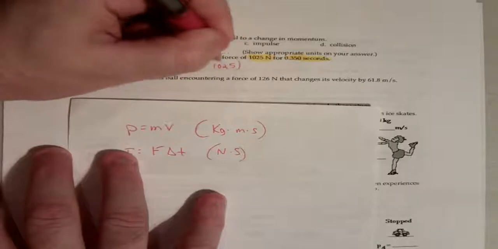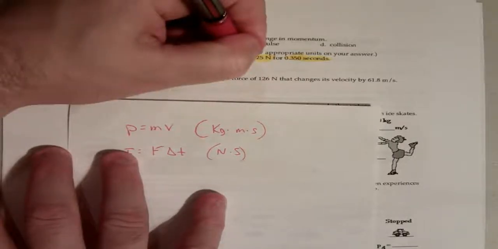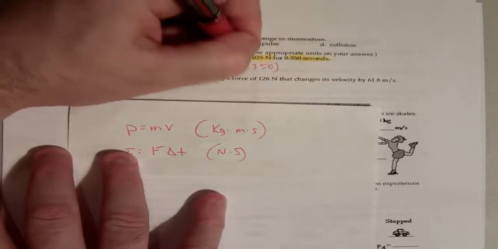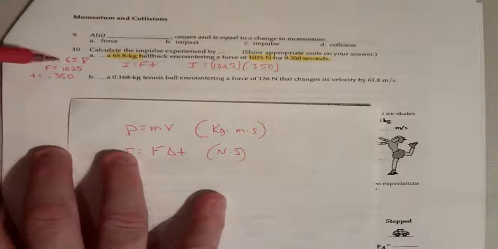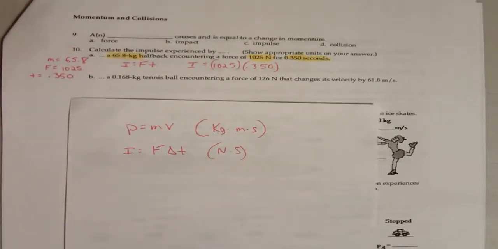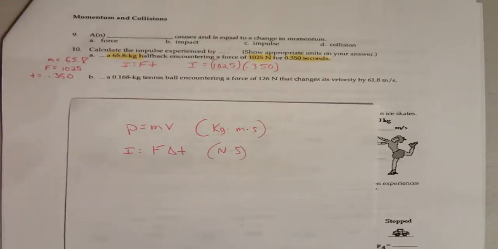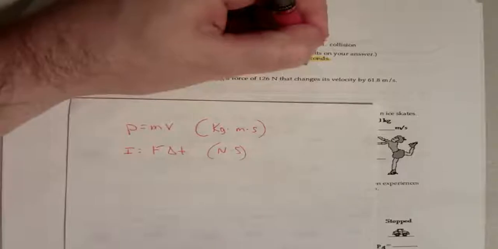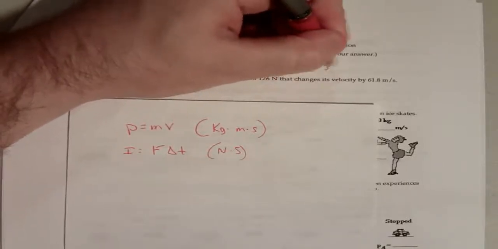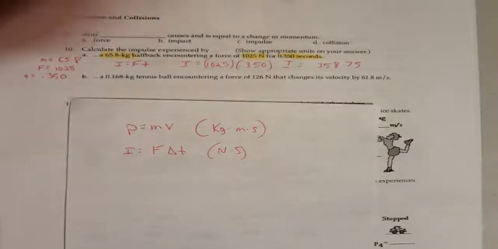Alright, so let's talk about impulse. We know impulse is force times time. So let's plug it all in. Impulse equals 1025, because that's our force, times 0.35. You can put 0 if you want, doesn't matter. Notice we didn't use mass because that's not the formula. Impulse is force times time. We have everything we need to find the impulse. So calculate that, and hopefully you get impulse equals 358.75. Easy.